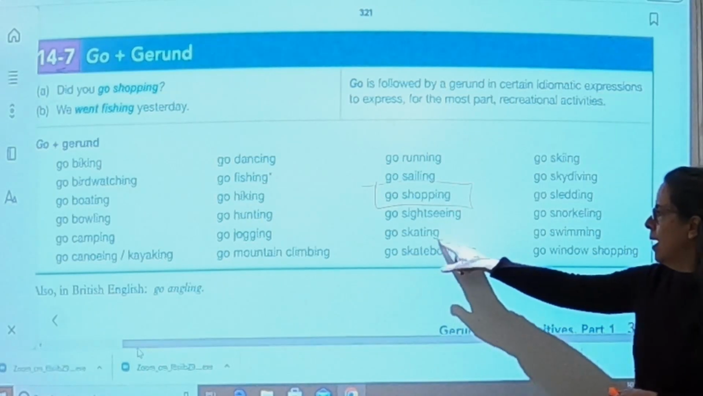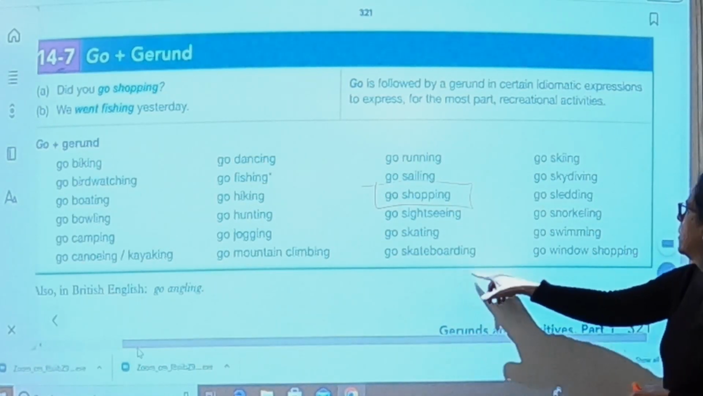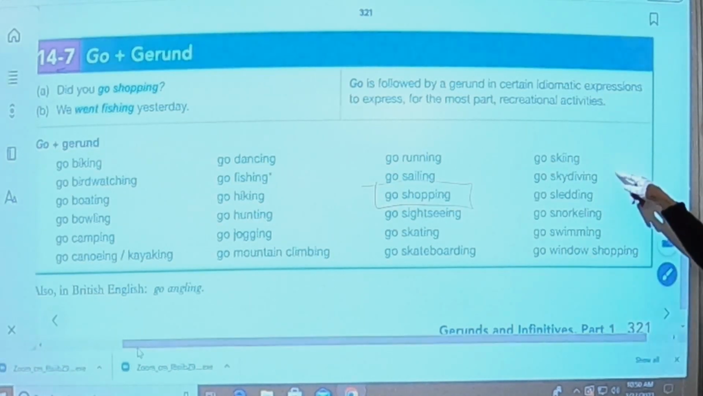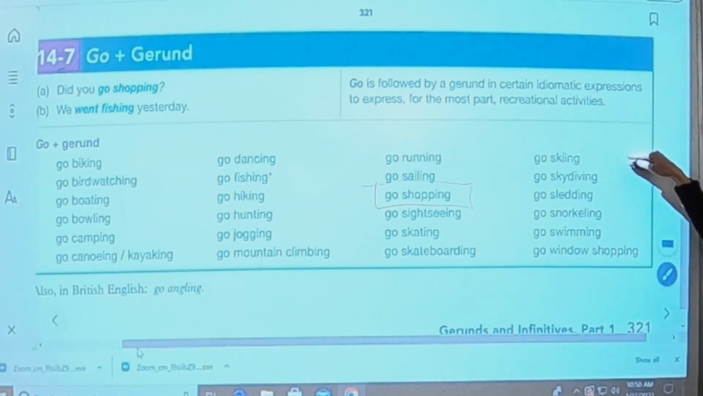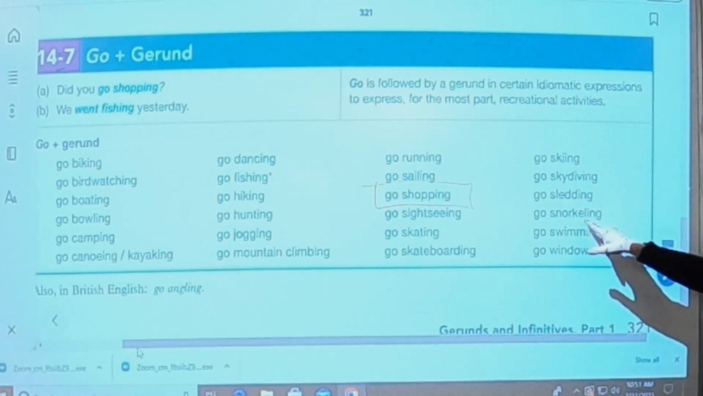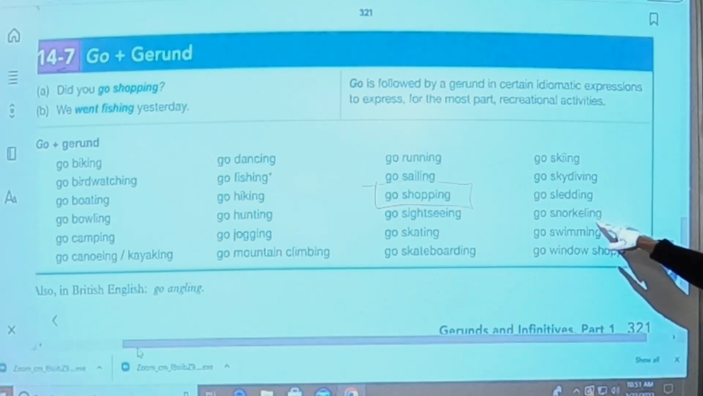Go skating, go ice skating, skateboarding, rollerblading, go skiing, go snowboarding. Go skydiving, go sledding. Sledding is in the snow. It's a little thing, you sit on top and then it goes down the hill and you drive it.